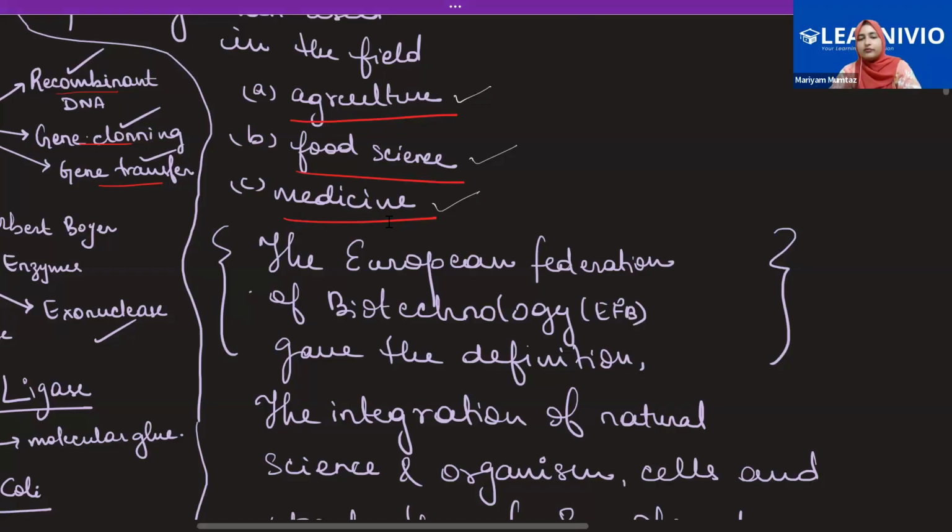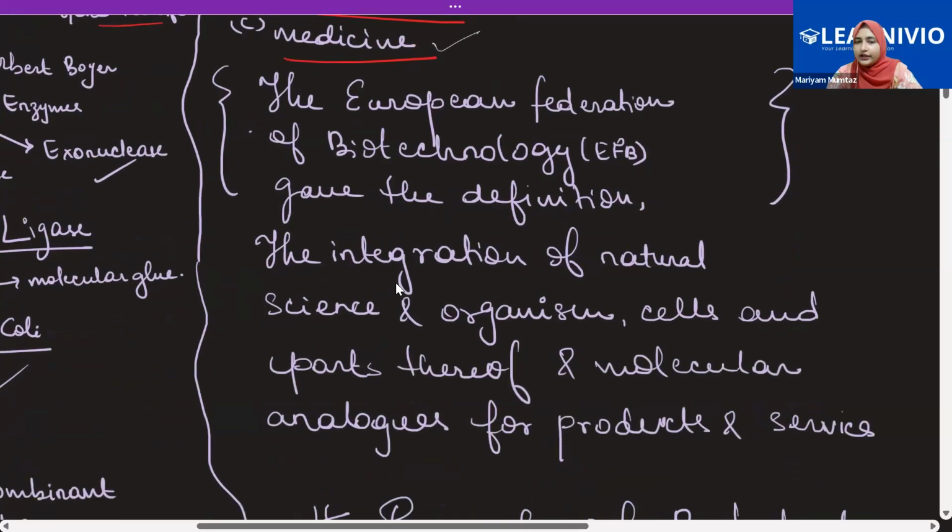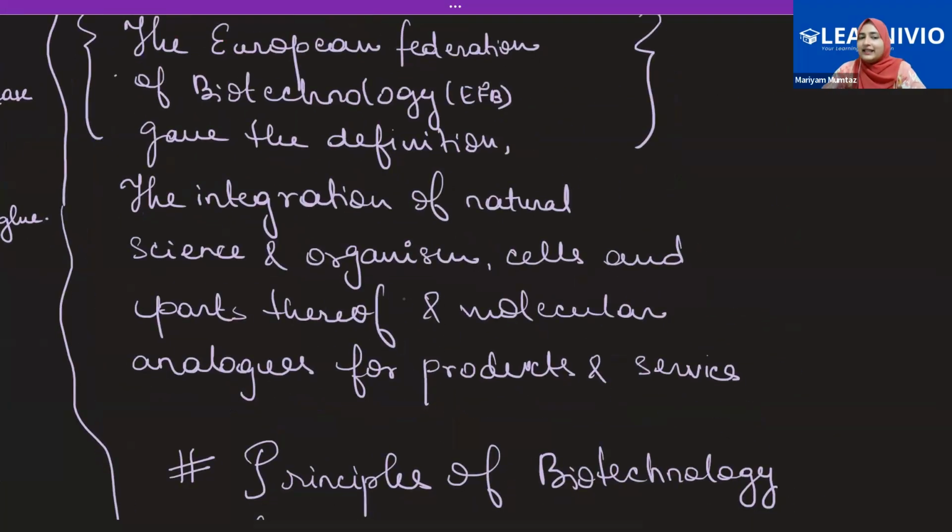Now, there is a European Federation of Biotechnology that has given a very weird and not so nice definition of biotechnology. So, according to them, it is the integration of natural science and the organism, cells, and parts thereof, and molecular analogues for products and services. Trust me, I never learned this sentence back when I was in 12th, nor did I learn it for NEET, nor do I know it now. If you ask me to read it without looking at it, I can't.